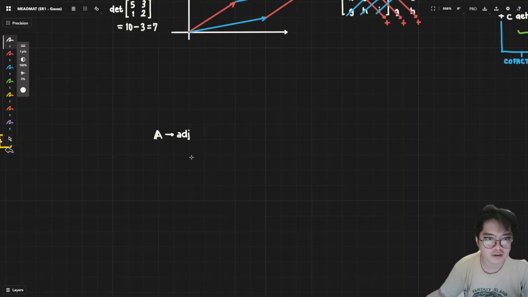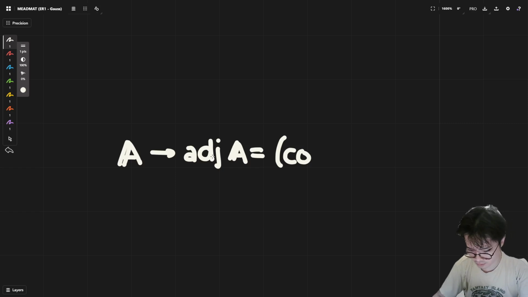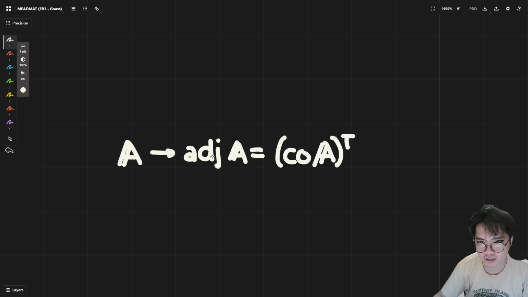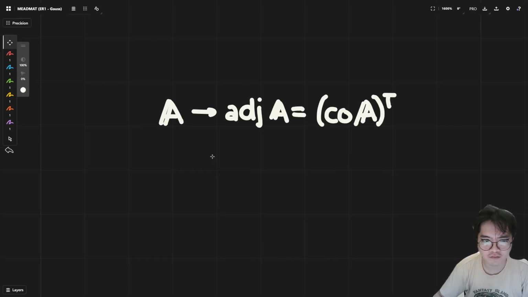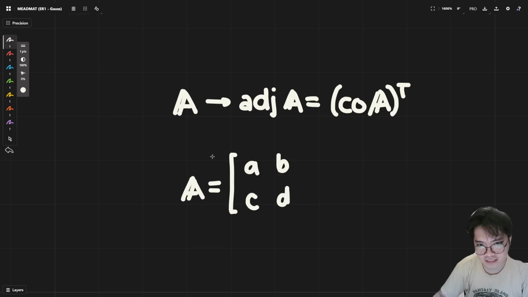Okay, there you go. The adjoint of A is such that you will create the cofactor matrix of A, and then you transpose it. So you're like, huh? Cofactor matrix? Yes, a cofactor matrix. Say for example, we have here A is a simple 2 by 2 matrix: A, B, C, and D.